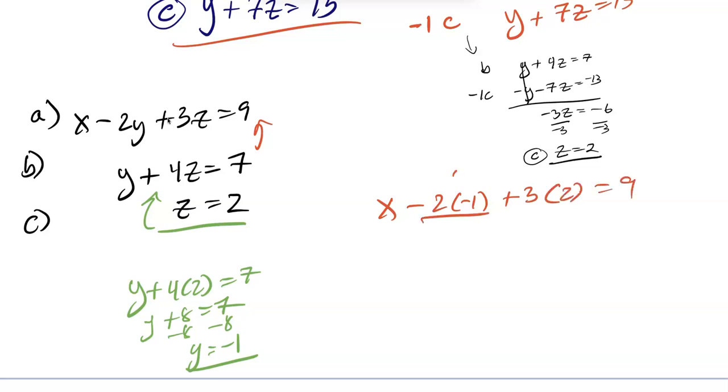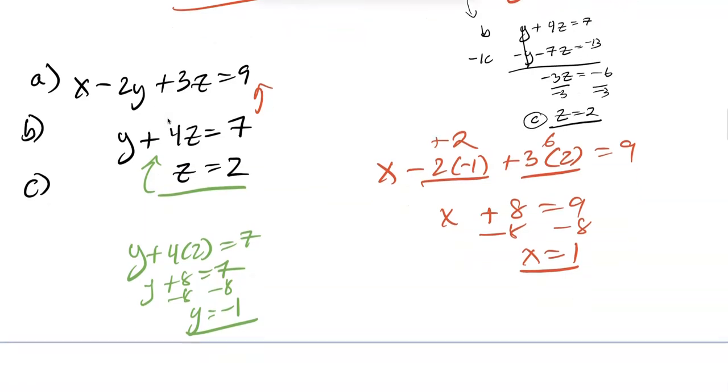I'm just going to simplify. That's a 2. That's a 6. So I get x, it's a positive 2 I should say, plus 8 equals 9. Minus 8, minus 8, x equals 1. So now we have all the things we need. It is a point, so x goes first, then y, and then z.